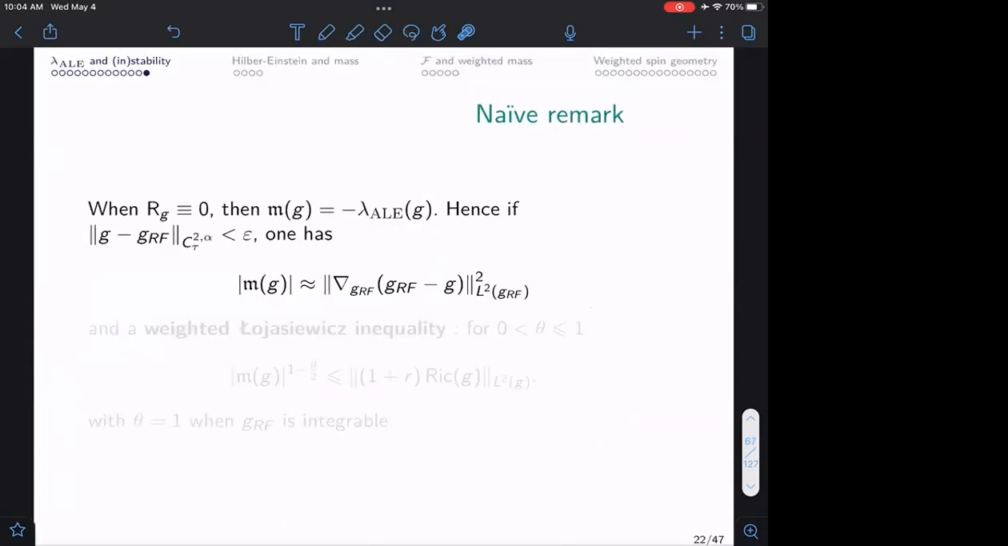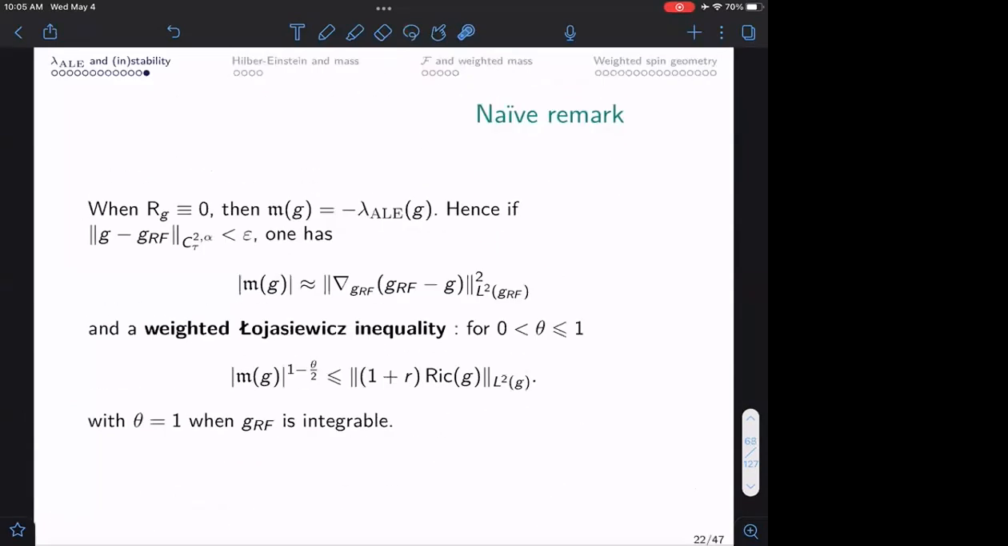Okay, maybe some stupid remark now, that if you have a scalar-flat metric, then mass is equal to our lambda ALE metric. And so all of the controls we proved are inherited by the mass now. So you have controls of mass by all of these things. I don't know if this was known, probably, but that's just a stupid remark we have. So you will have control of mass by just Ricci curvature, at least in neighborhoods of Euclidean space, or a Ricci-flat metric. You will have controls of mass of this type. That's just an additional remark.